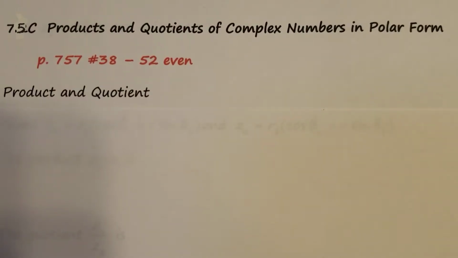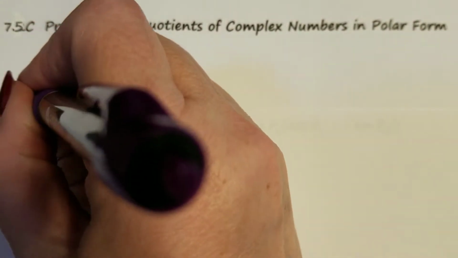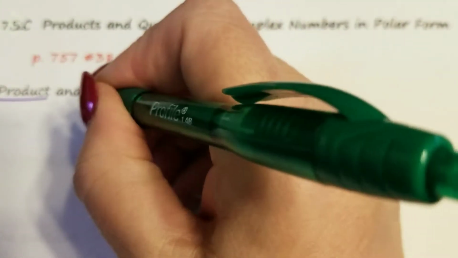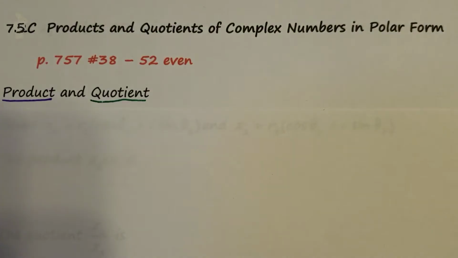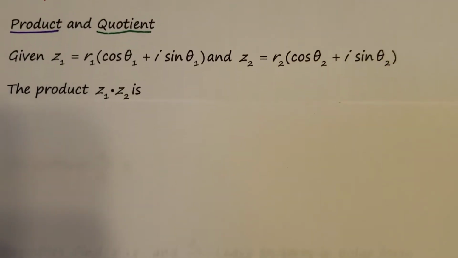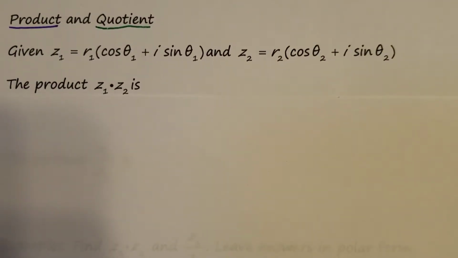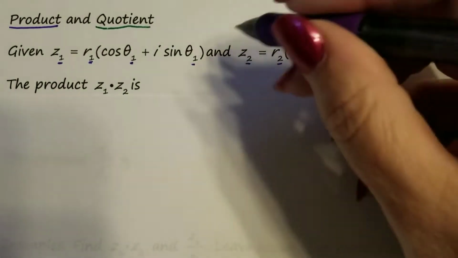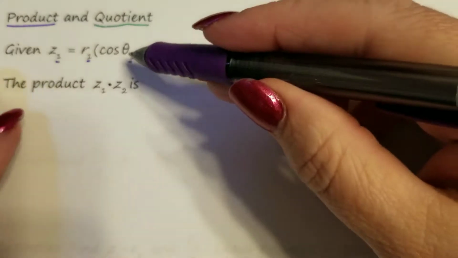So let's start. We're going to start with a product, and then we're going to do quotient, and we'll do that for a couple different examples. So the product, we're going to be given two complex numbers. And so please note that we have a 1 on all of these, and then a 2 on all of these, because these go to the second number and this is the first number.